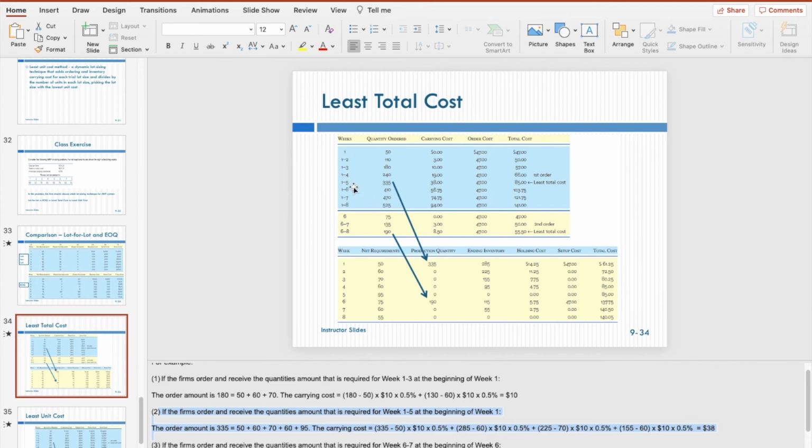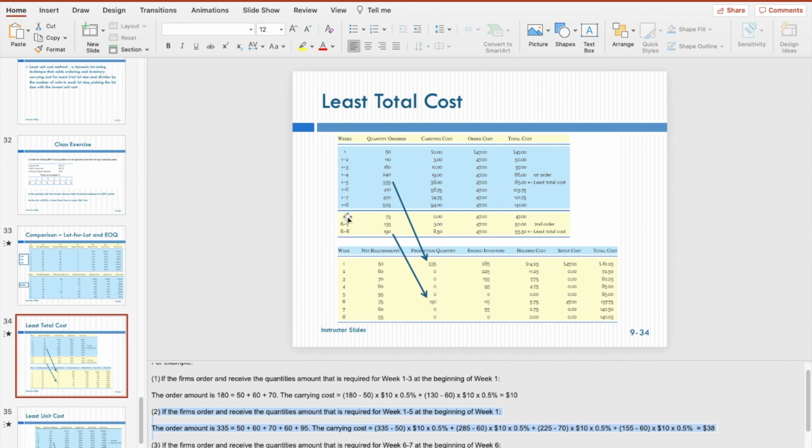Okay, so since 1 through 5 is the best, what we are doing is not just for 1 through 5, right? We still need to do this for week 6, week 7, and week 8. 1 to 8 is the final planning. Since 1 through 5 is best, weeks 6 until 8 still need to be scheduled. We repeat the least total cost technique, starting from week 6 until week 8.